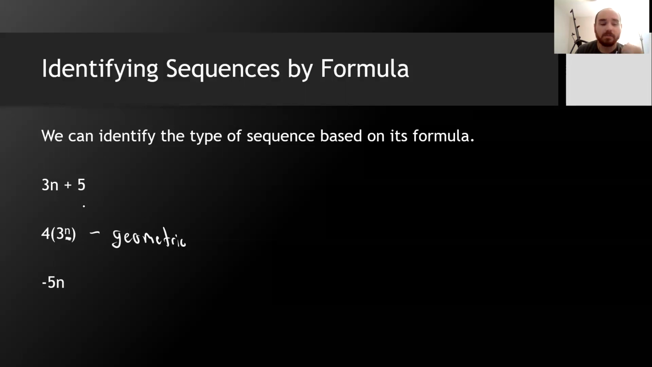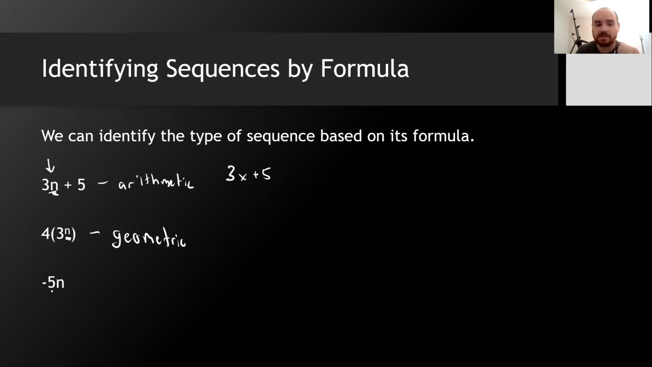When we have 3n plus 5, this is a linear term. This is like what we'll see in class a lot, stuff like 3x plus 5. And anytime you have a variable like this, where it's just multiplied by something else, it's going to be linear in nature. So this is going to be arithmetic.